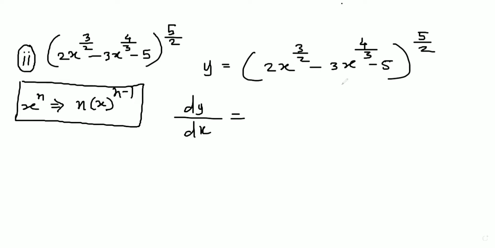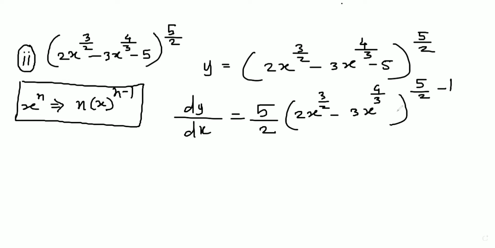So n's position here has been taken by 5 upon 2. Let's write 5 upon 2 into the bracket raised to 5 upon 2 minus 1. So this is n and this is n minus 1. Under the bracket, we will write all the terms present in the function as it is: 2x raised to 3 by 2 minus 3x raised to 4 upon 3 minus 5. And then into the derivative of the given function. In the next step I will write the derivative of the given function 2x raised to 3 by 2 minus 3x raised to 4 upon 3 minus 5.